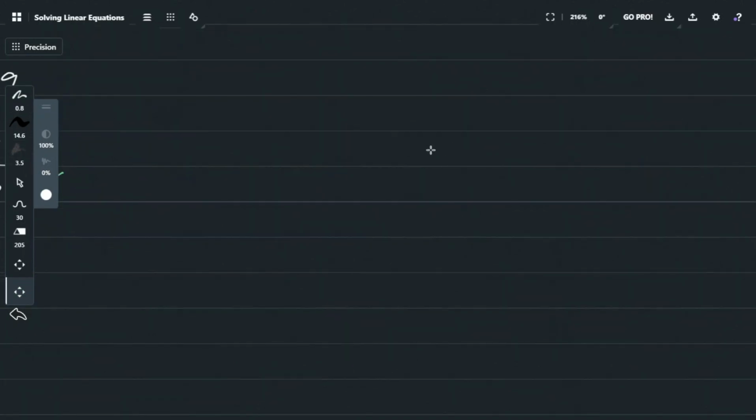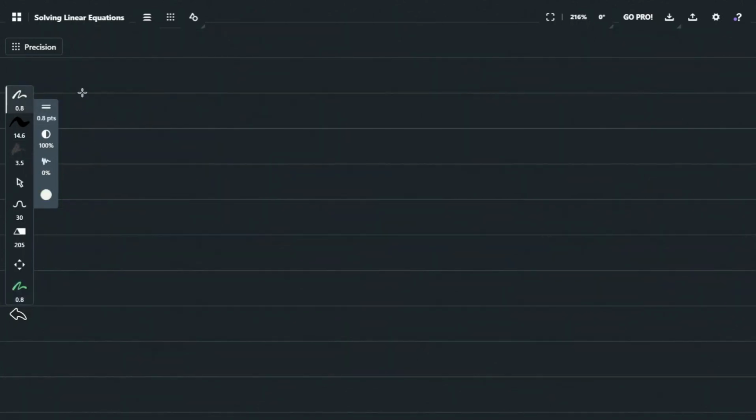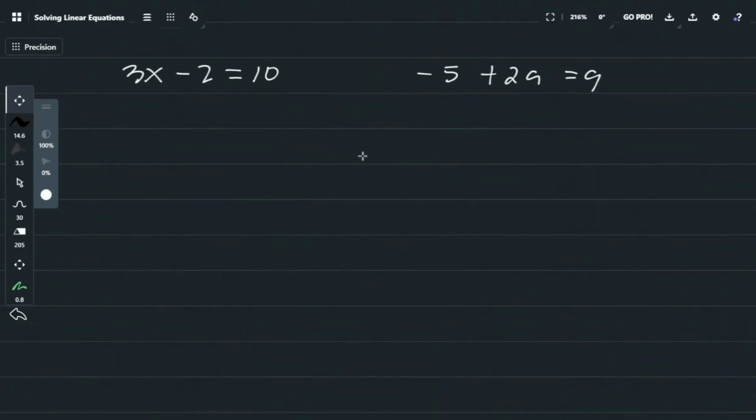Okay, we have another example. We have 3x minus 2 is equal to 10, and also we have negative 5 plus 2a equals 9. Okay, feel free to pause the video and solve it for yourself.